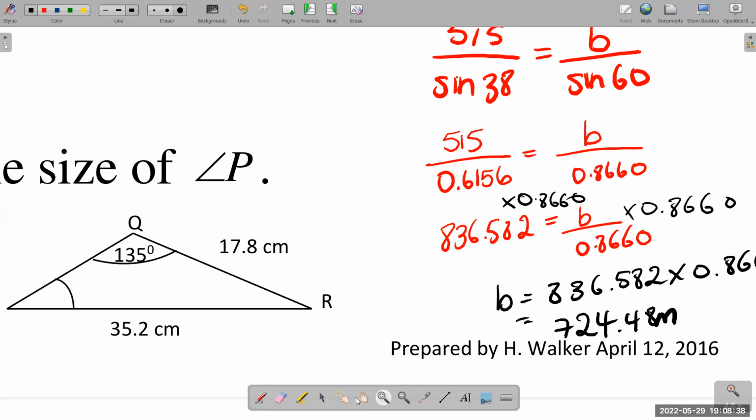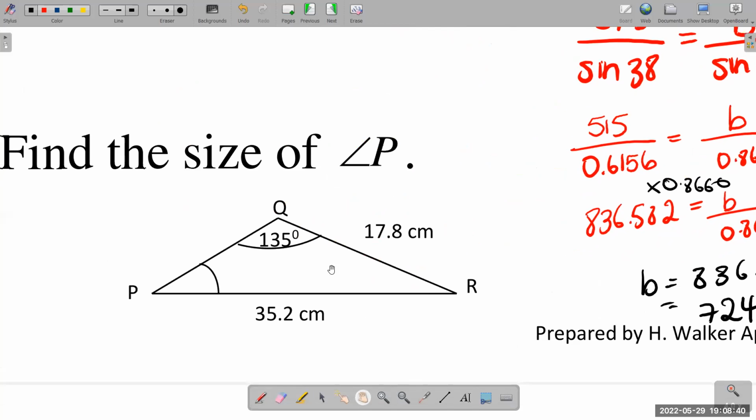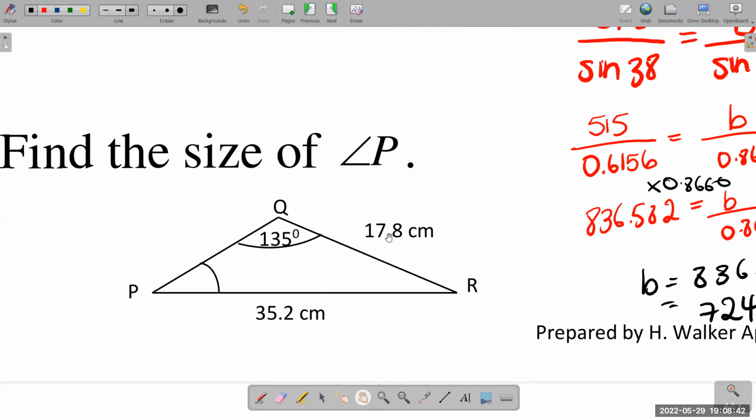Let's look at another diagram. I'm not working it out, just looking at it. Here we have two sides and an angle, and they want to find this side. We have the opposites and we need the opposites. So again, we use the sine rule.